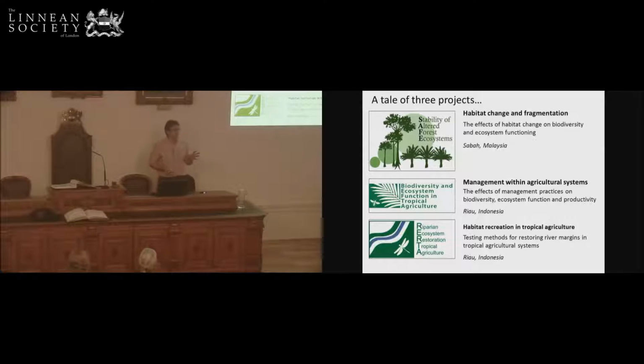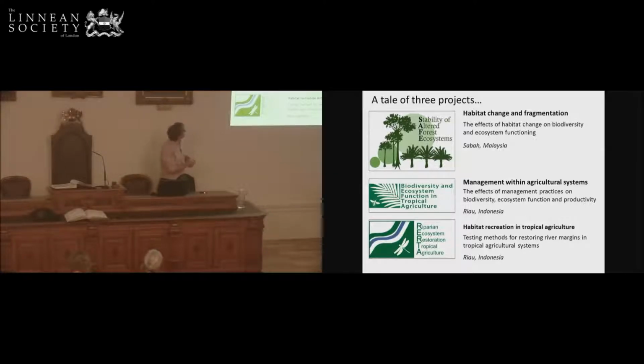I should say again, the caveat with this is very, very clear. If we're to conserve tropical biodiversity, we need large, intact areas of forest. That's more or less it. That's definitely the case. The question, I think, comes with how you can manage the rest of the environment. And that's what I'm trying to focus on here. So I'm going to tell you about 3 different projects which I'm involved with to varying extents.